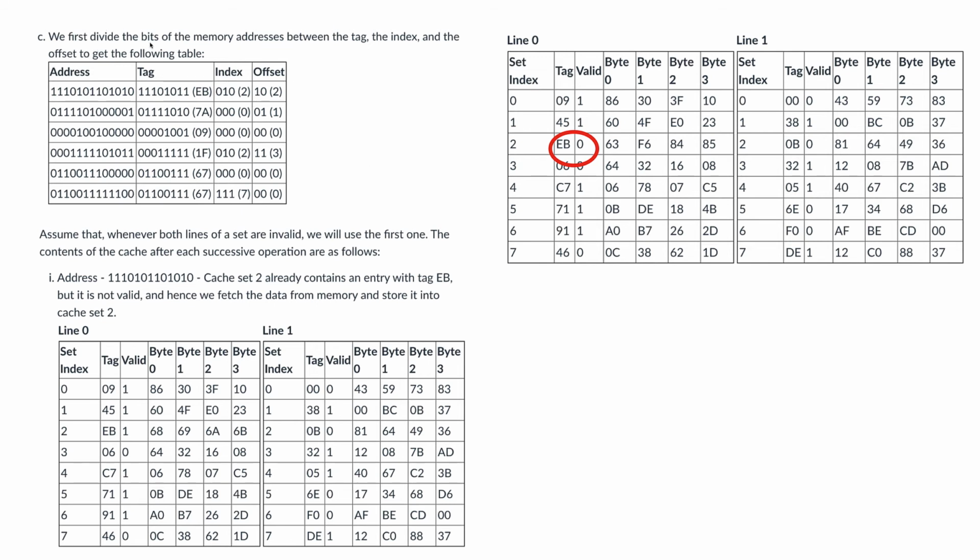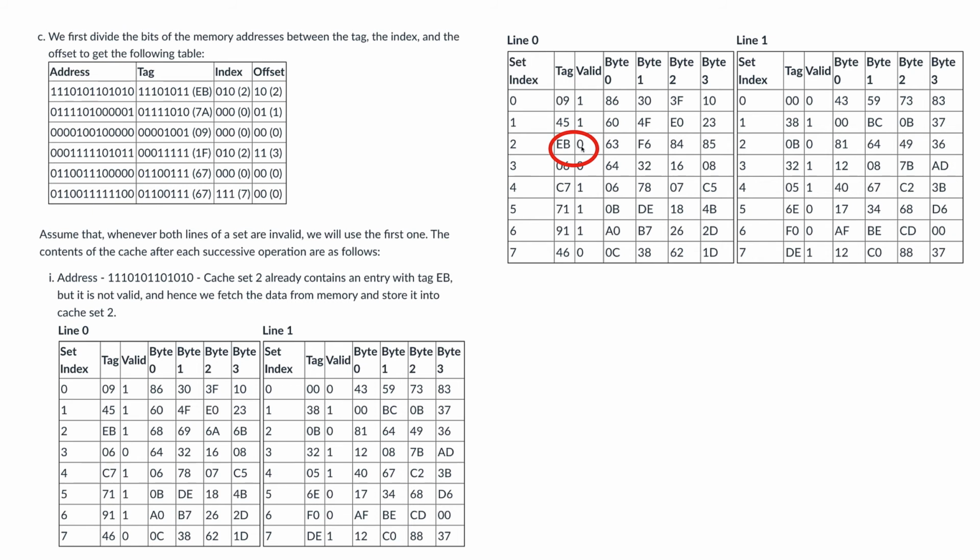First of all, we need to divide the bits of the memory address that they provided us into a readable format, right? Into a tag, index, and offset format. So we can use this table to check the original memory table. For the first one, the index is 2, so we go to set index 2, and the tag is EB. Okay, tag EB confirmed.